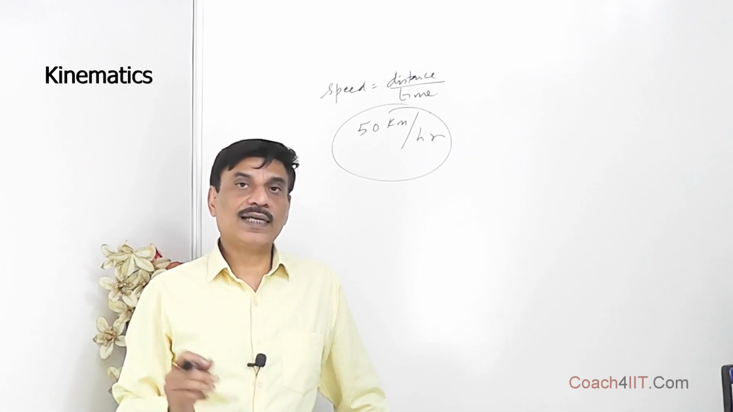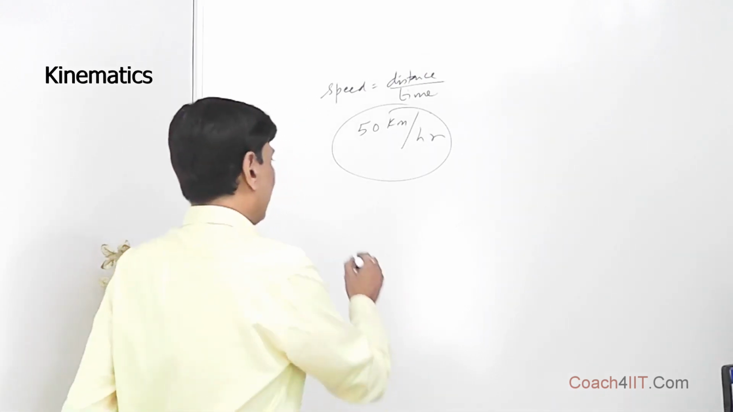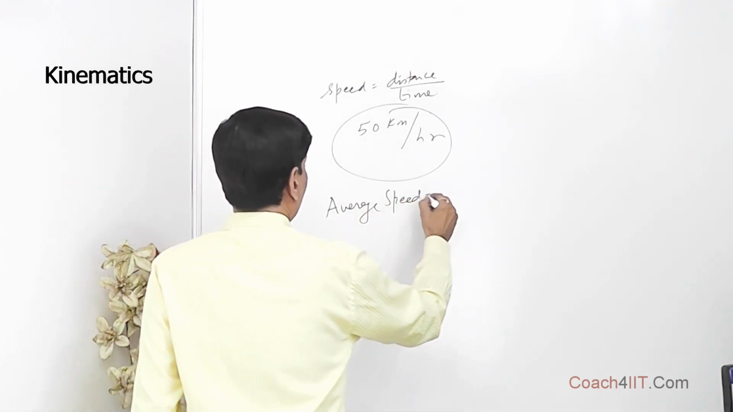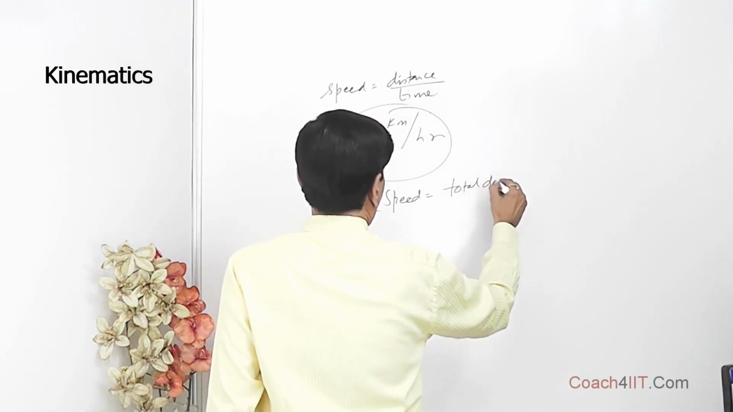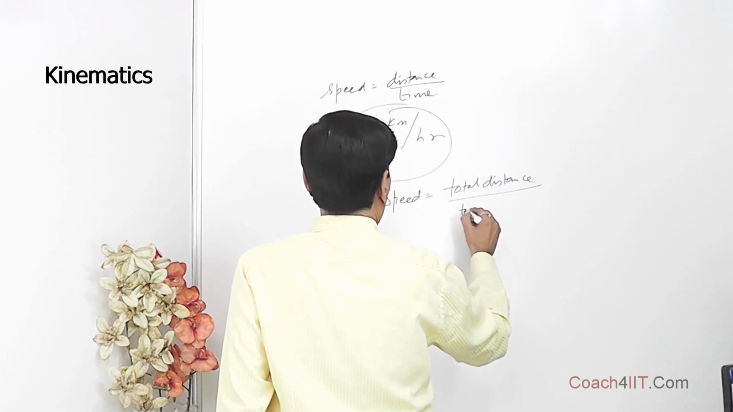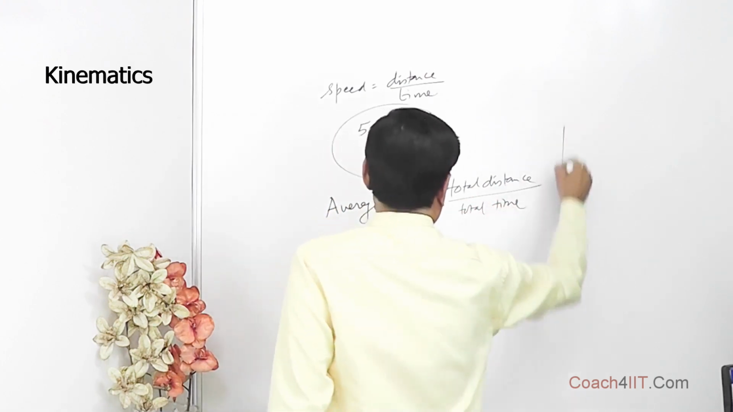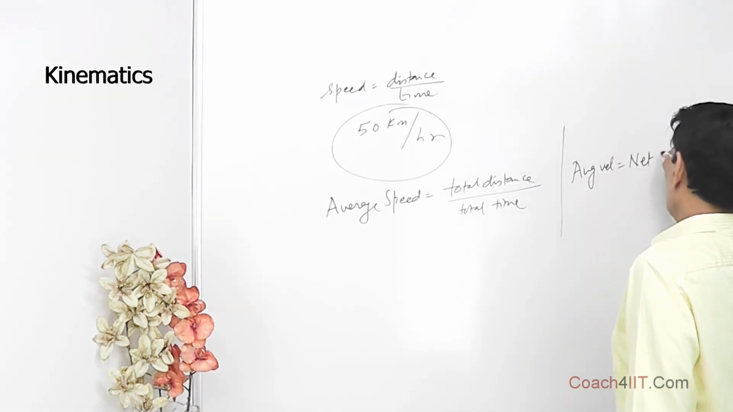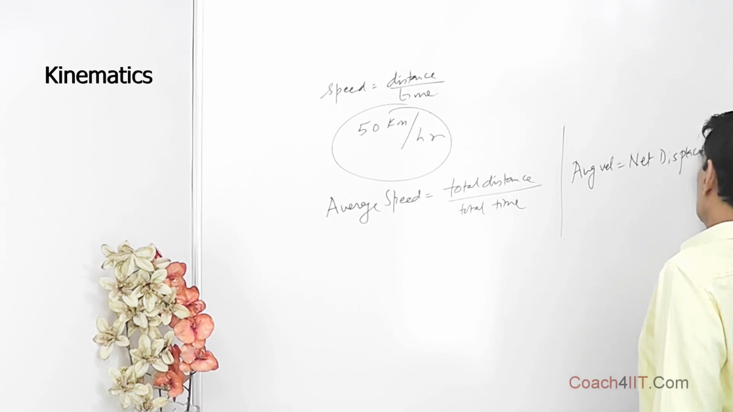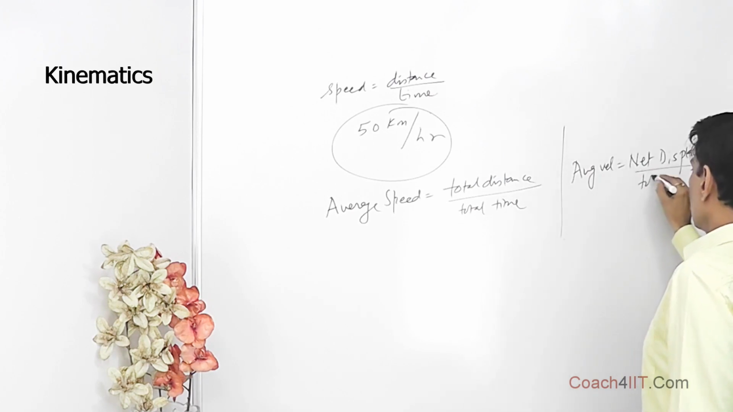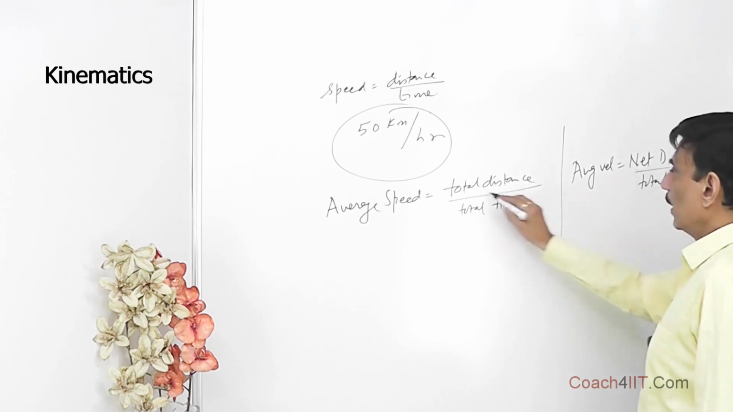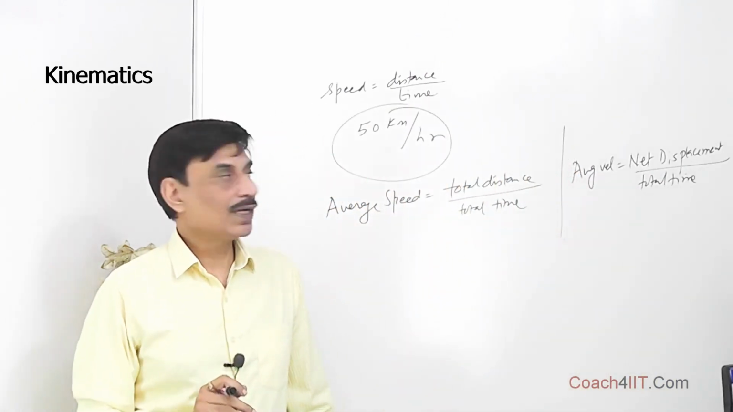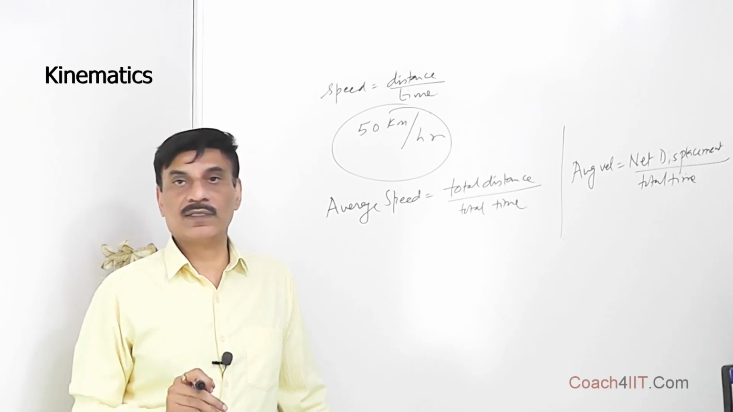Now we have other terms like average speed and average velocity. Average speed is total distance upon total time, and average velocity is net displacement upon total time. So over here it is total distance, and over here it is net displacement. Average speed is total distance by total time, and average velocity is net displacement by total time.